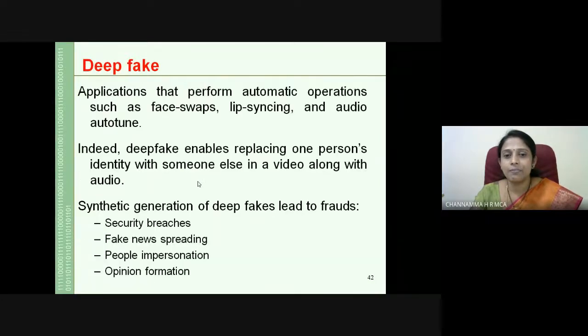These are called deepfakes. By using such applications, it is very easy to swap faces and automate lip syncing, and the audio can also be adjusted accordingly. But due to these deepfakes, many security issues have occurred, such as security breaches, fake news spreading, people impersonation, and opinion formation.